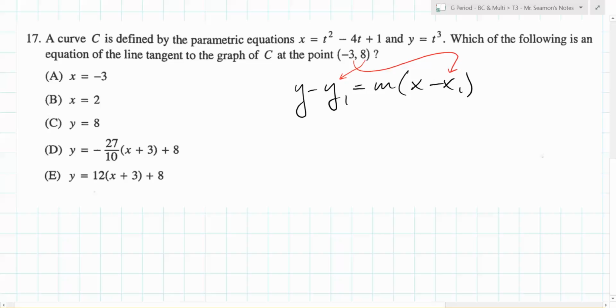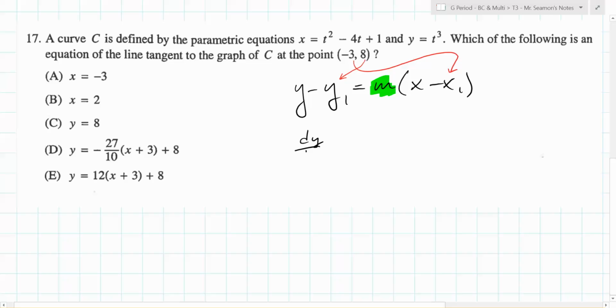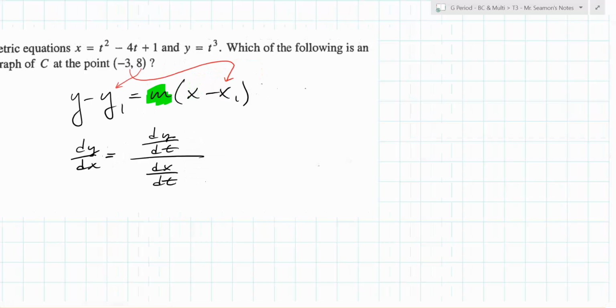So what does this entire question revolve around? Finding the slope. And you need to remember dy/dx, what's that nice little relationship? Do you remember what it is? It's equal to dy/dt over dx/dt, right? Is that correct? Yes. So can we find dx/dt? What is dx/dt going to be equal to? 2t minus 4.